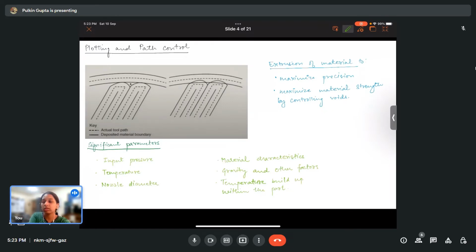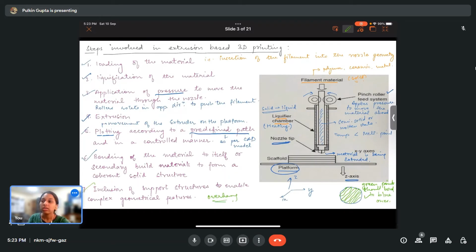In this particular topic, that is these basic principles of extrusion based processes, certain formulas have also been discussed during the lectures, which pertain to the extrusion, the material deposited during extrusion, the feed rate, the material flow rate or the velocity. Okay, so they were discussed, and certain equations for solidification as well, and shear stresses as well. Okay, now we'll move to plotting and path control.